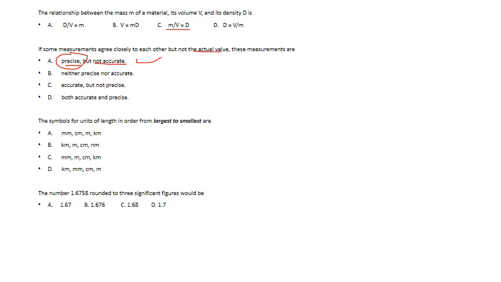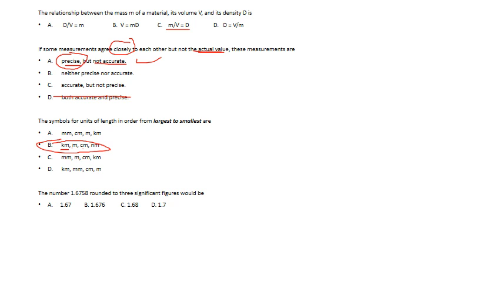So closely means they're precise, and so it's either A or D, and it's not near the actual value. Not the actual value, so it's not D. In order, largest to smallest. Okay, well, you just have to work through it. Kilometers are bigger than everything else, then meters, centimeters, millimeters, so B.